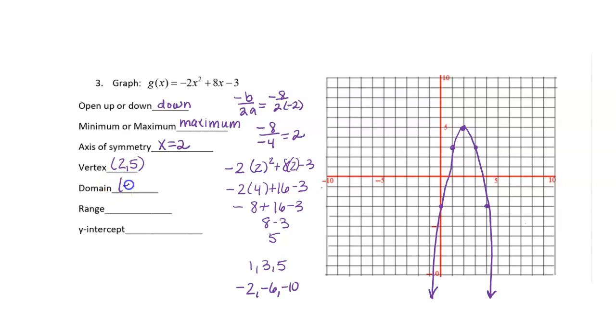Domain is still negative infinity, infinity. That's left to right. So this time we have negative infinity to 5, and it's a bracket. Sorry, it's a bracket. My y-intercept is the c in the equation, or you can see where it crosses to check yourself. See where you can cross the y-axis there.